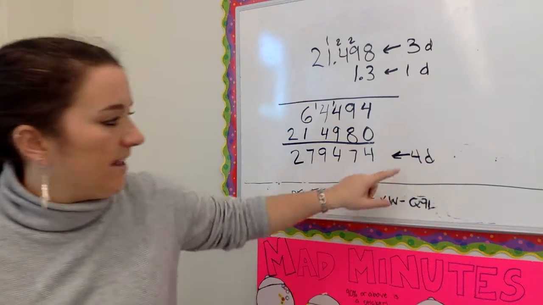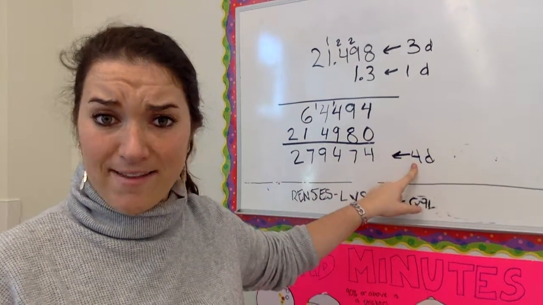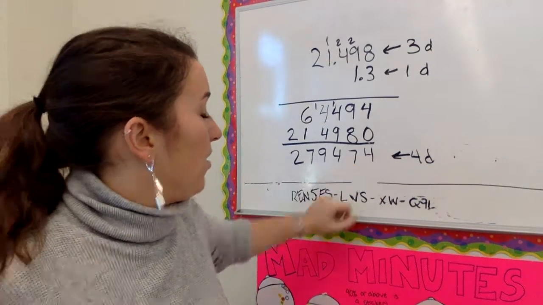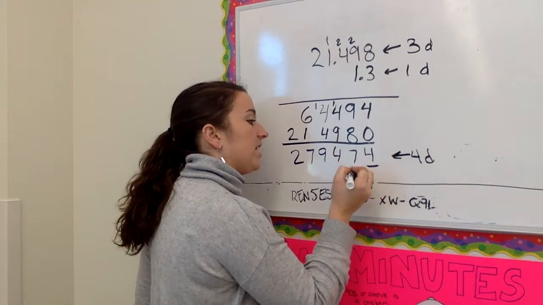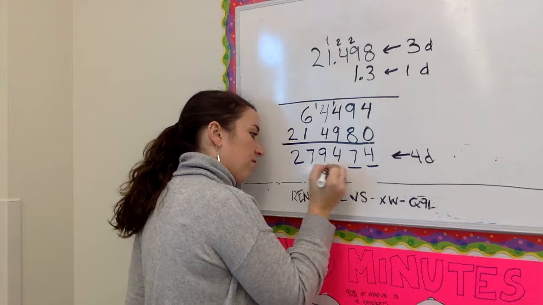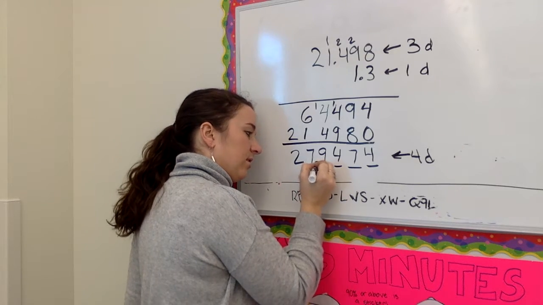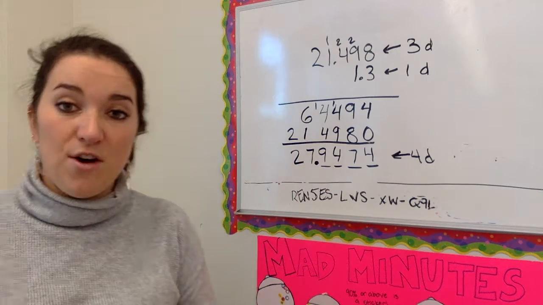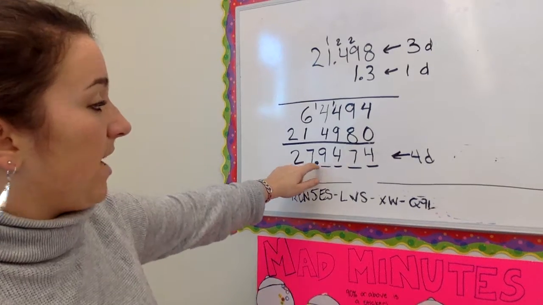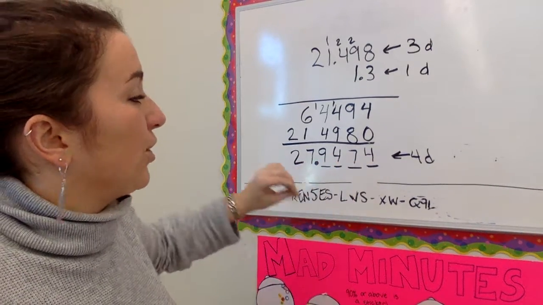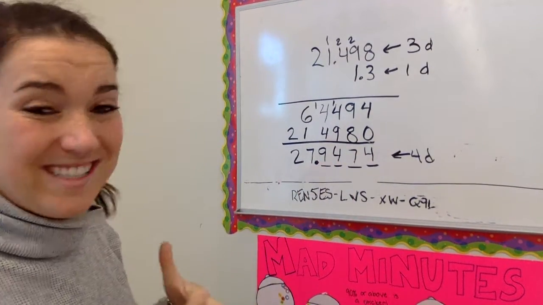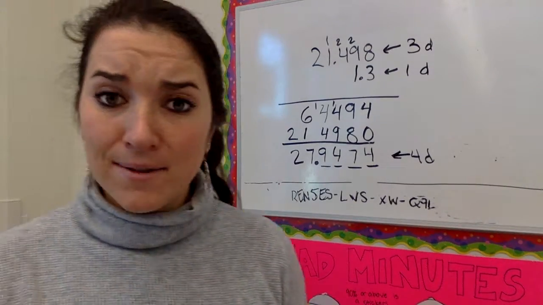right here. This means I need 4 digits behind the decimal in my answer, so I'll count, okay, 1 digit, 2 digit, 3 digit, 4 digit, right there. So it'll be 27.9474, or 27 and 9,474 10,000ths.